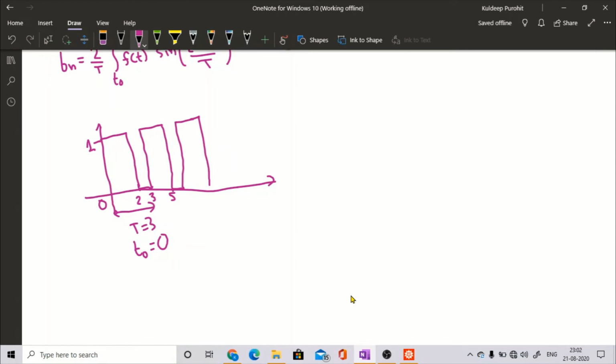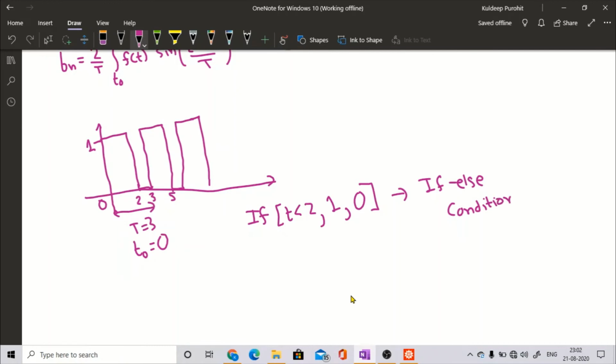Now we will define your function. It is written as: if my t is less than 2, then the value of the function should be 1, else it is 0. This is how the if-else condition in Mathematica is written.